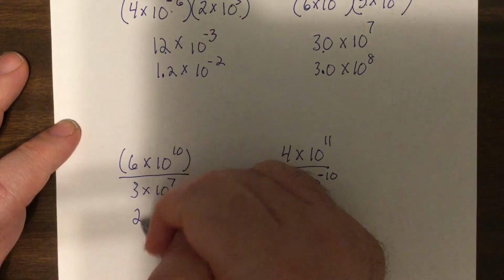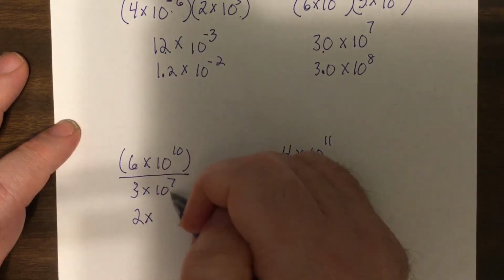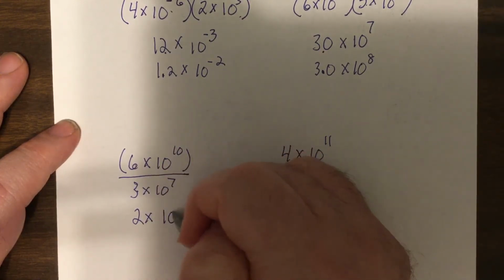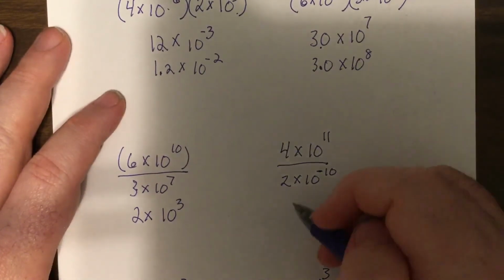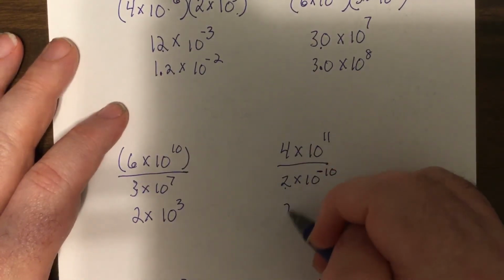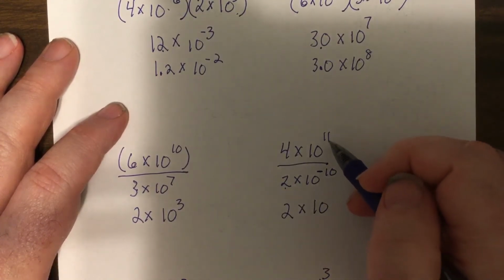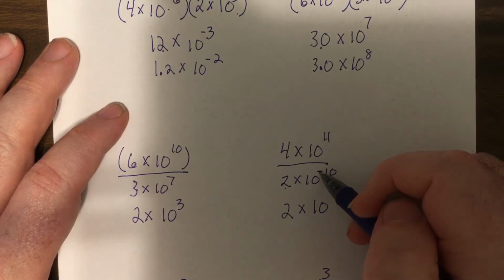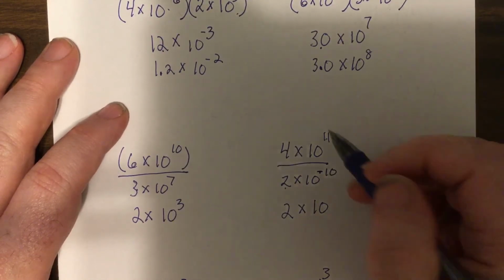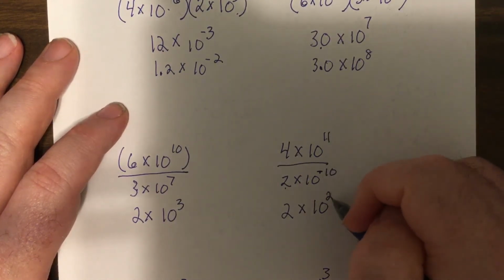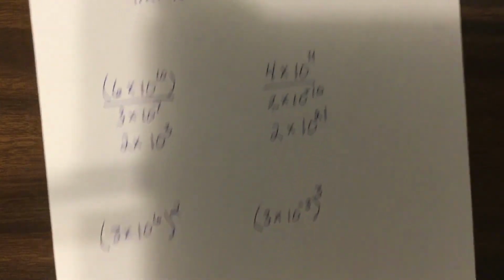So that would be 2, 6 divided by 3. And then when I divide two things with the same base, I subtract. 10 minus 7 is 3. 4 divided by 2 is 2 times 10 to the 11 minus a negative 10, because whenever you divide two things with the same base, you subtract. So this would be 21.